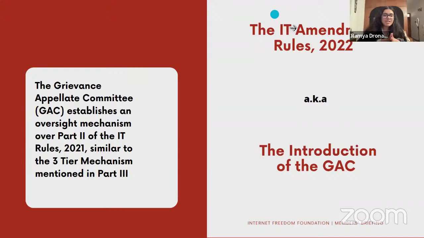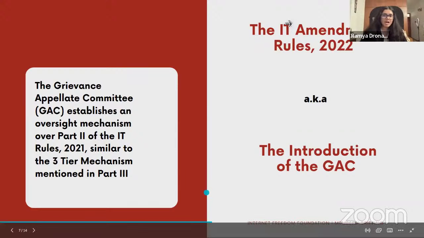Similarly to how Rule 9(3), or Part 3 of the IT rules, which governs OTT platforms and digital news publishers, has this three-tiered oversight mechanism with level 1, level 2, and level 3, described in Rule 9, the GAC proposes to do the exact same thing for Part 2, which governs intermediaries and significant social intermediaries. So it's basically the government trying to replicate the same system that exists in Part 3 in Part 2 as well for intermediaries.